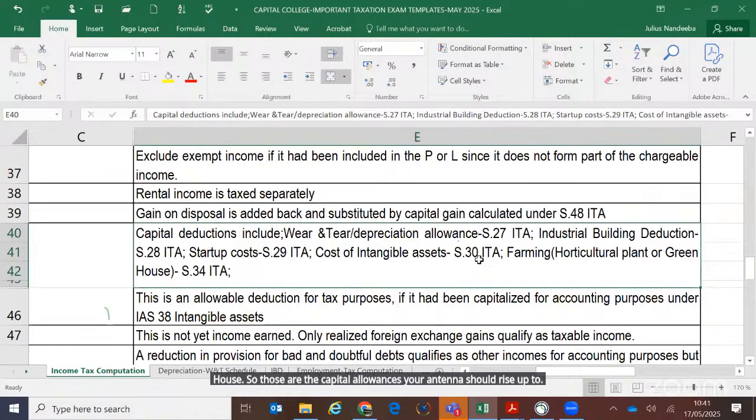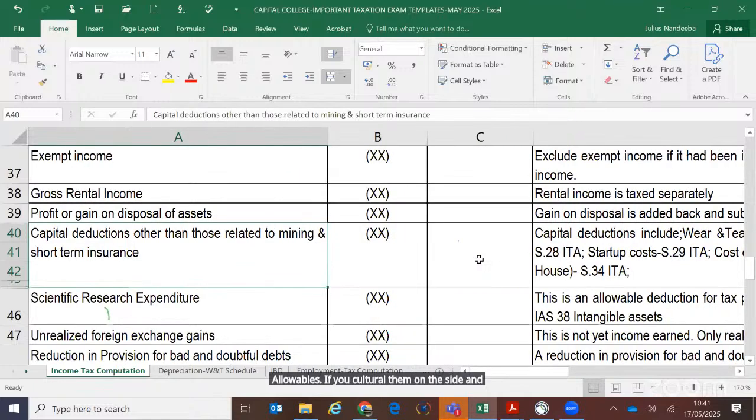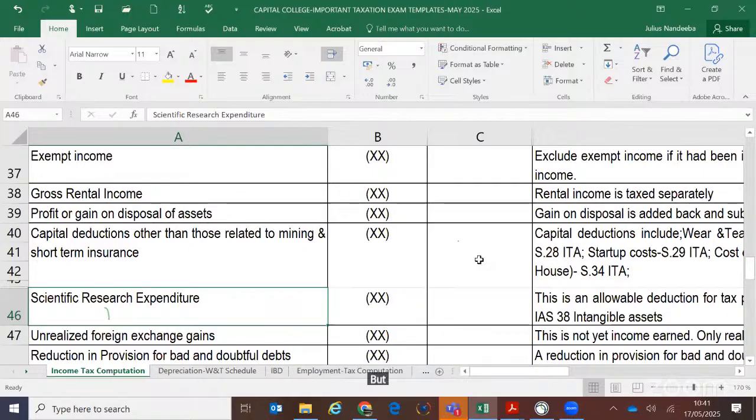Those are capital deductions. You go and calculate them on the side, but after you have calculated them, bring them into the tax computation under less allowables. If you calculate them on the side and don't carry them, that is your problem. Because I've seen students do the working, but they don't know what to carry to the tax computation, or where to carry it in the tax computation.